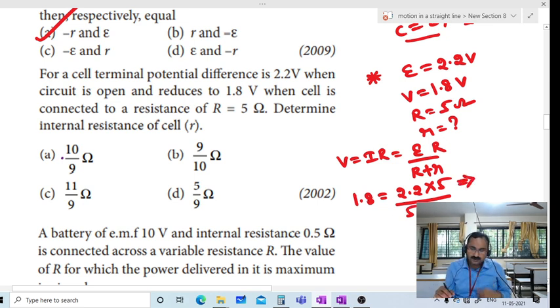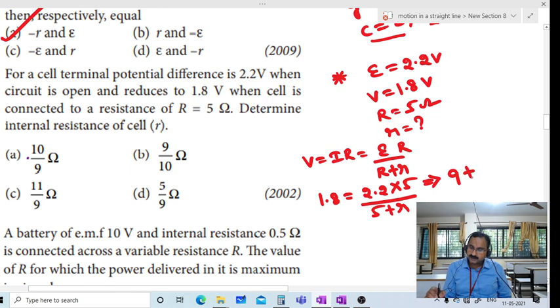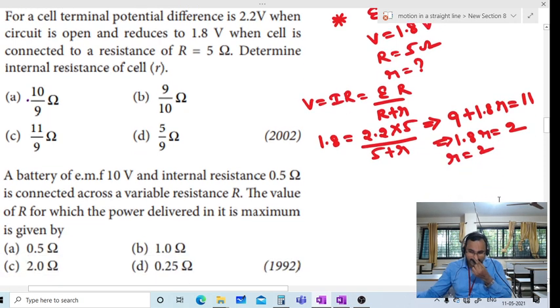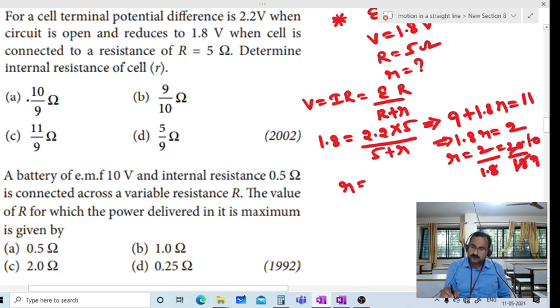So cross multiply that, 1.8 into 5. 1.8 into 5 means how much, that value we have to take. So see that one, 9 plus 1.8r is equal to 5 into 2.2, that is 11. So therefore 1.8r is equal to 11 minus 9, 2. Therefore r is equal to 2 by 1.8, nothing but 20 by 18. Therefore r is equal to 10 by 9 ohm.